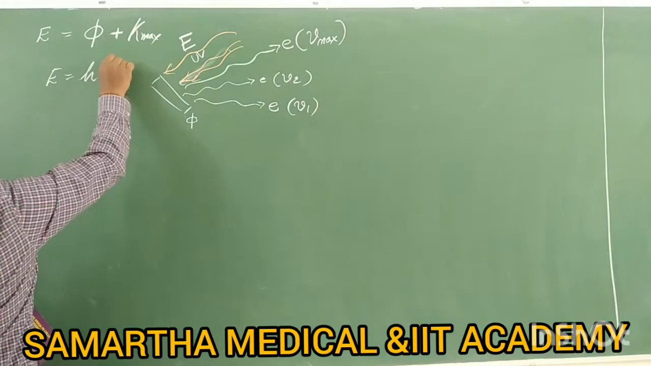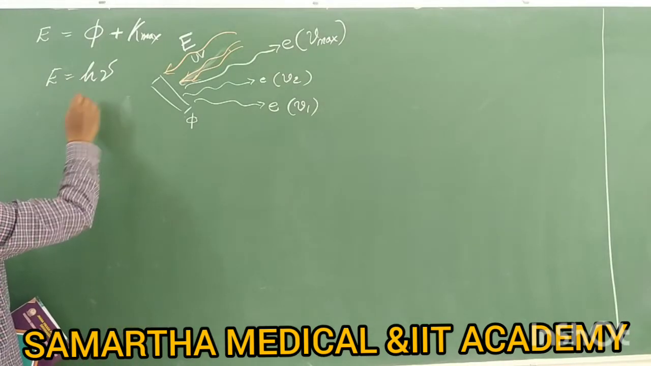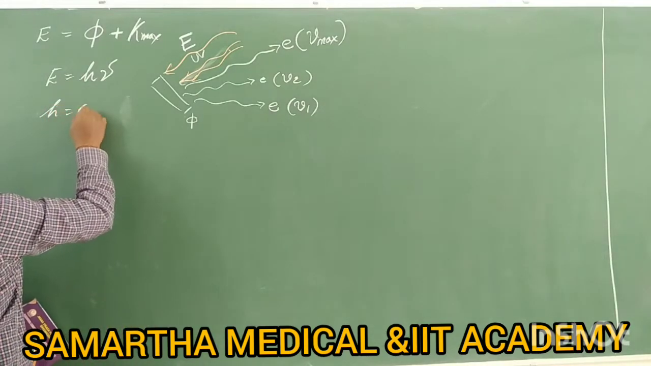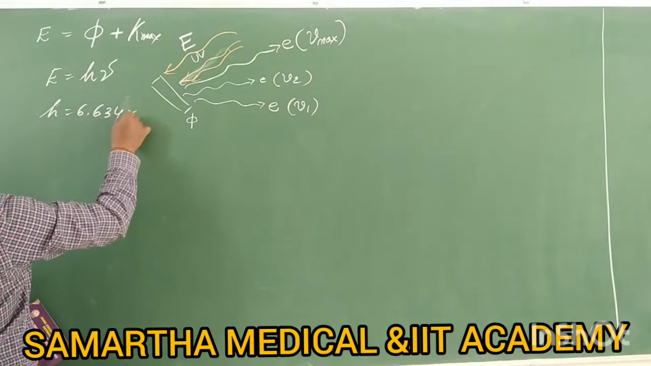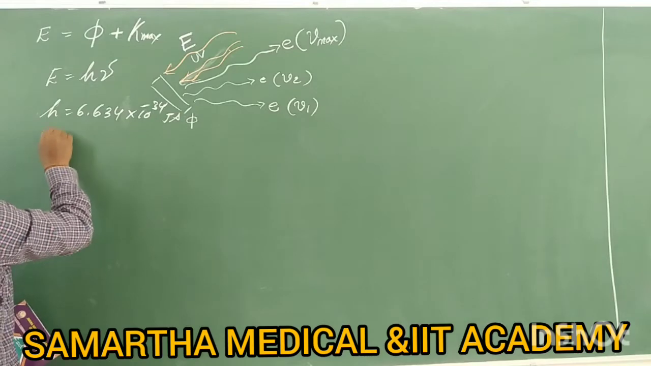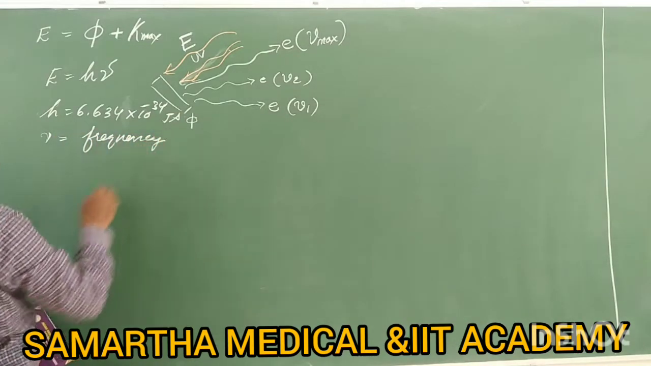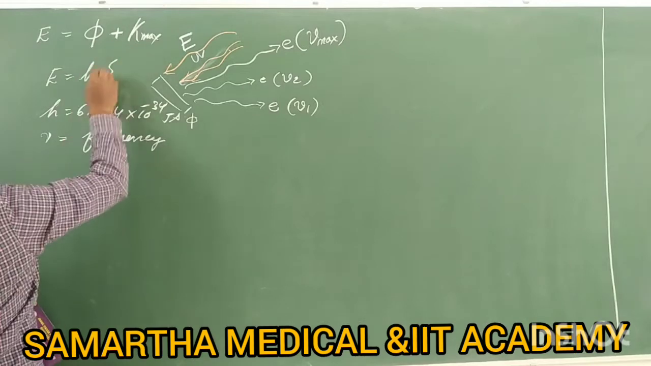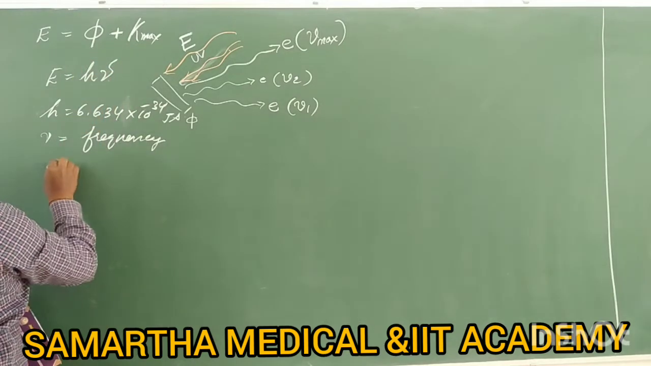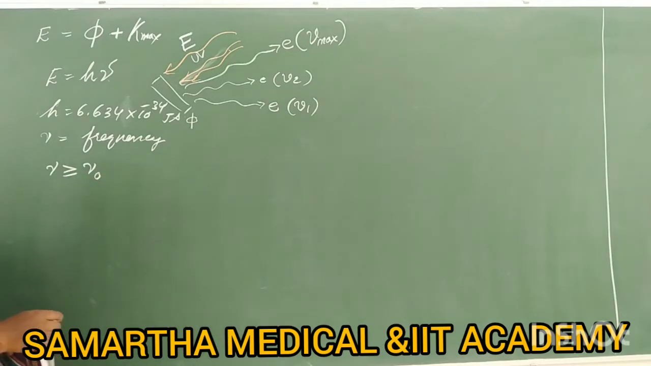Yes, this is the basic formula, and we will modify this formula according to Planck's quantum formula, that is E is equal to h nu. What is h? H is the Planck's constant whose value is 6.634 into 10 to the power of minus 34 joules second, and nu is the frequency of light used. And remember, this frequency nu must be greater than or equal to the threshold frequency.